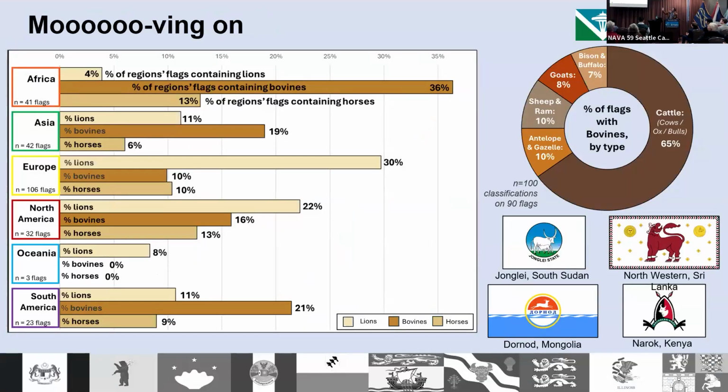Before I move on to bovines, a little bit more on lions. They dominate again in European flags. 30% of flags containing animals in Europe have lions on them. But there are almost no lions on the flags of Africa, which is kind of interesting given that they exist in Africa.